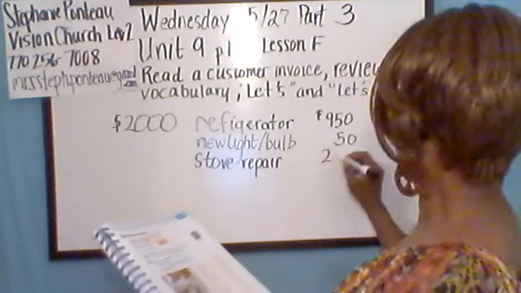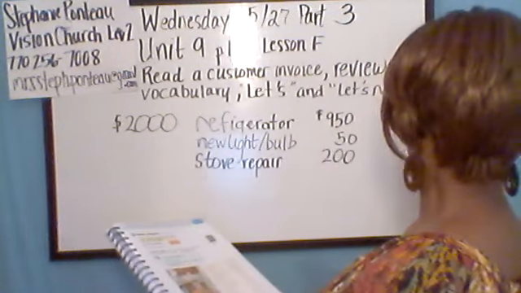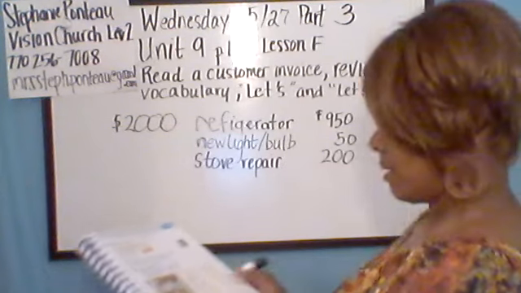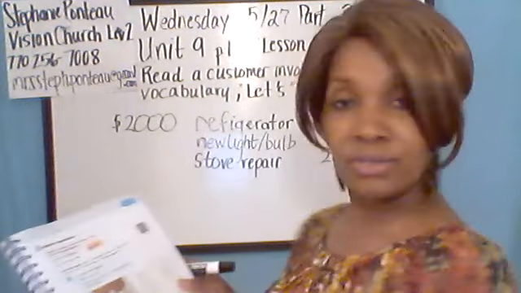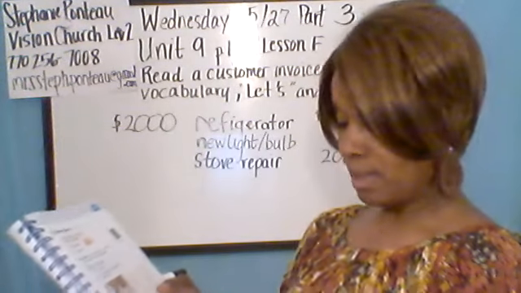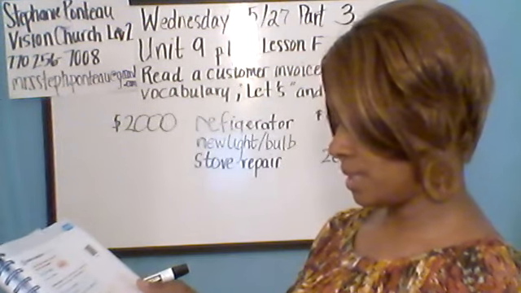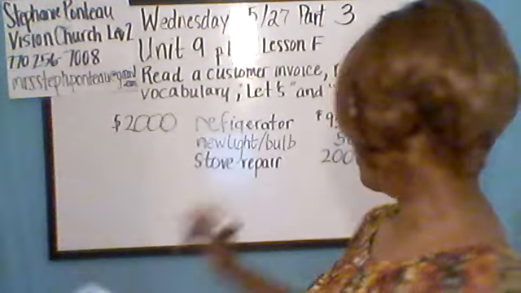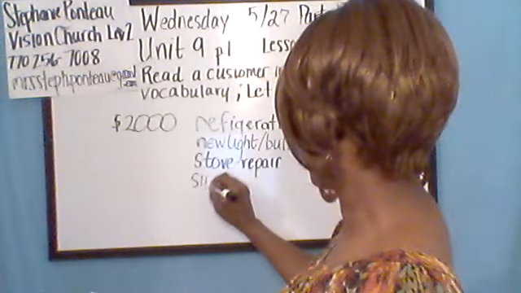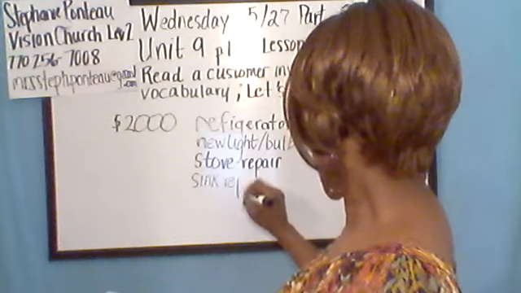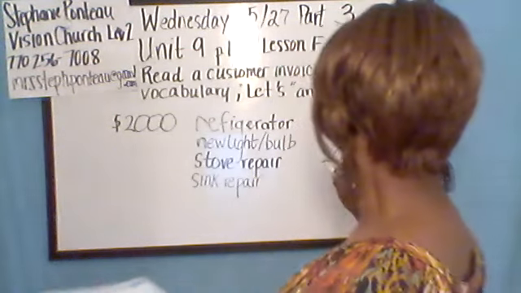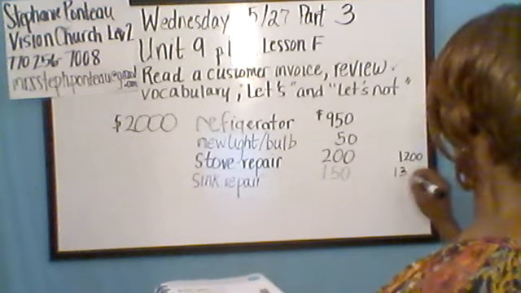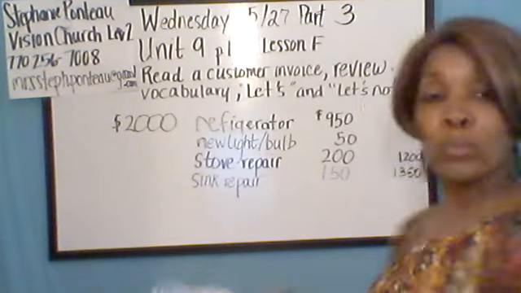$200. Okay, so that's 1,200 so far. All right, let's get that sink fixed. You see that sink overflowing? So let's fix the sink. How much is it to fix the sink? Sink repair, $150. So let's repair the sink. That's $150, so that takes us up to $1,350 as our running total.